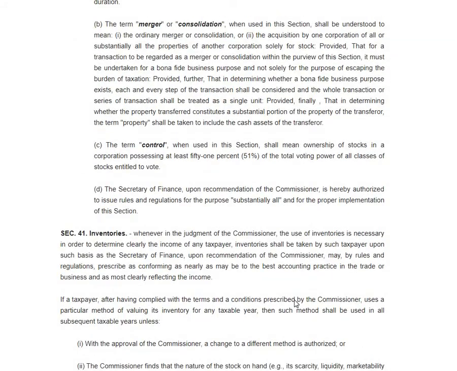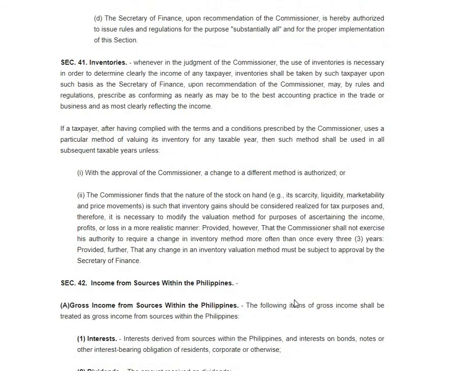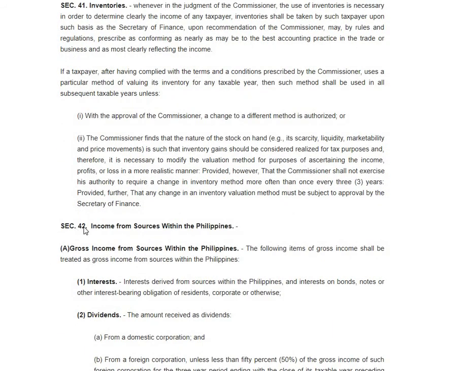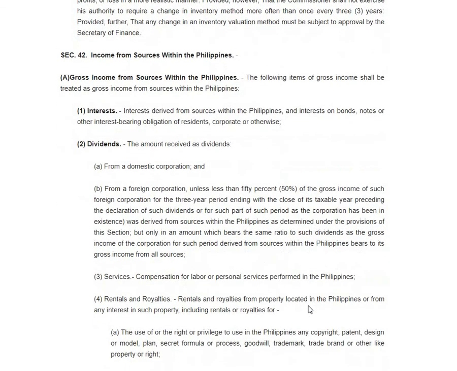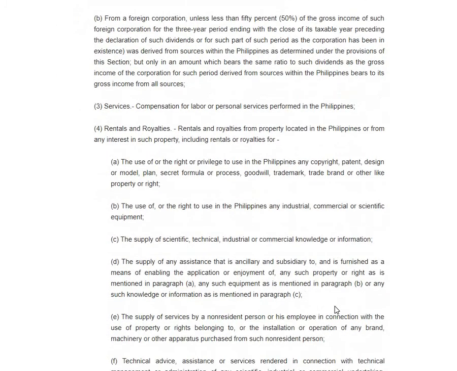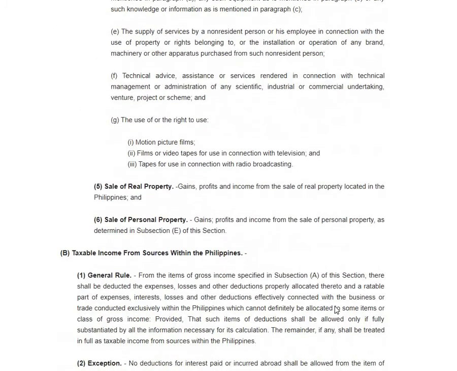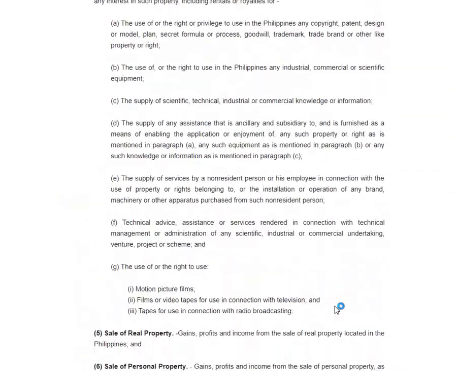Now on Section 41, you just read that it's inventories. And Section 42, you must familiarize yourselves with this because these are the income considered as sources from within the Philippines. So you must understand the meaning of source of income. I repeat, it is the property, activity, or service that produces the income.